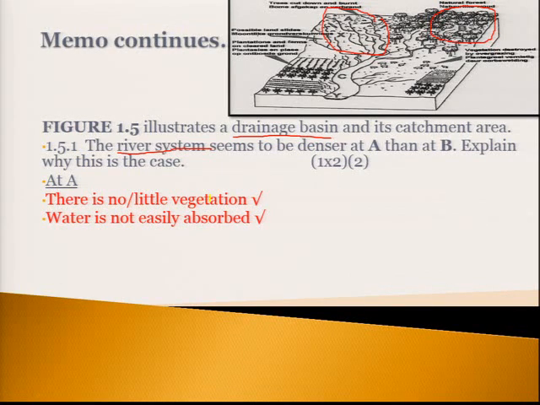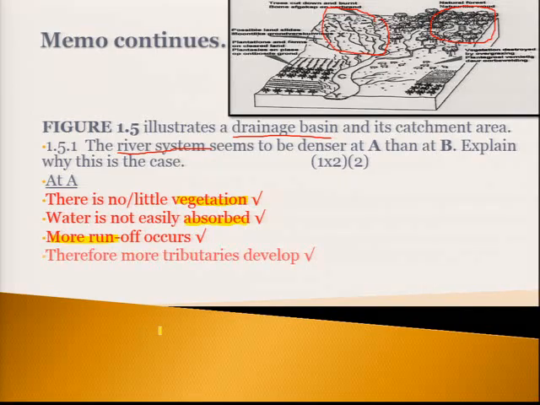At A, there is little to no vegetation. Water is not easily absorbed because there's no vegetation, so it will run freely. That's why we say you'll start to have more runoff and therefore more tributaries will develop. And it's a fact. When you look at it, you find that there are more tributaries that develop.